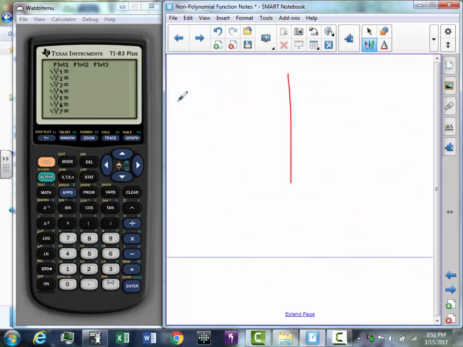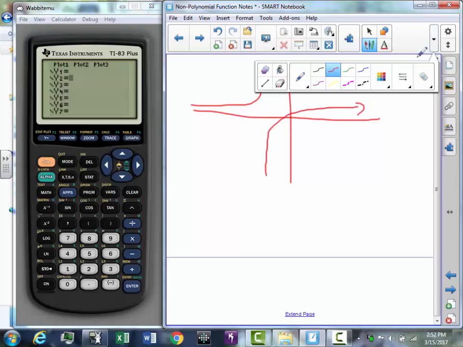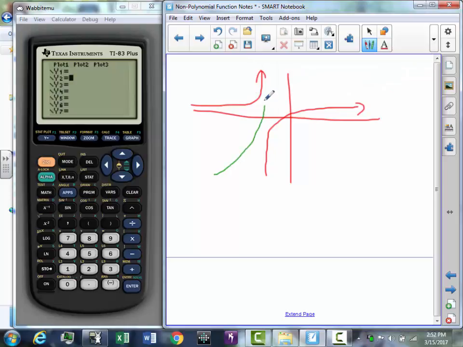Just so you have a quick idea of what they look like, one of them looked like this and this, and then the other one looked like, let's see if I can do this, like this and like this, and they definitely cross right about there. Okay, so that's one option.